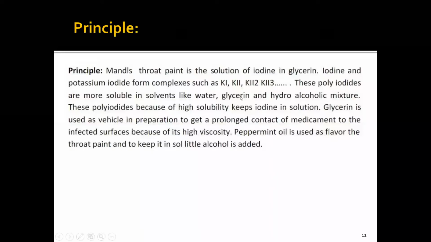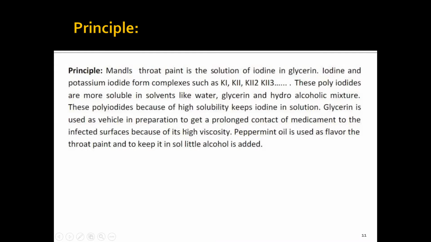So the principle of throat paint: it is a solution of iodine in glycerin, and as iodine is insoluble in water, it reacts with potassium iodide to form complexes, that is polyiodide complexes like KI3, and these polyiodides are more soluble in solvents like water, glycerin and hydroalcoholic mixture.